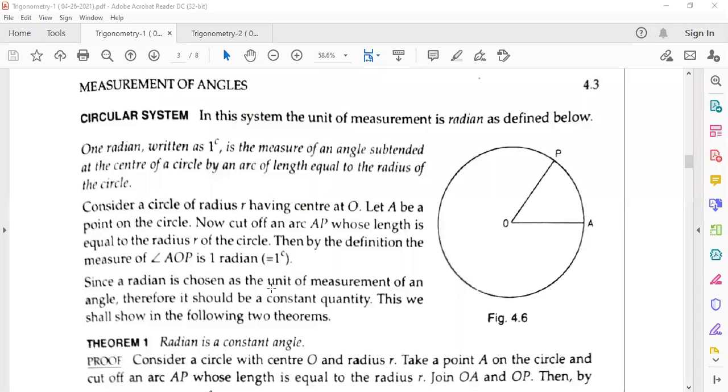Since a radian is chosen as the unit of measurement of an angle, it should be a constant quantity. Radian is obviously a constant quantity, because it is the ratio of arc length PA by radius OA. So here, if we say this angle is theta radian, then theta equals arc PA by radius OA, where arc PA is equal to the radius OA.